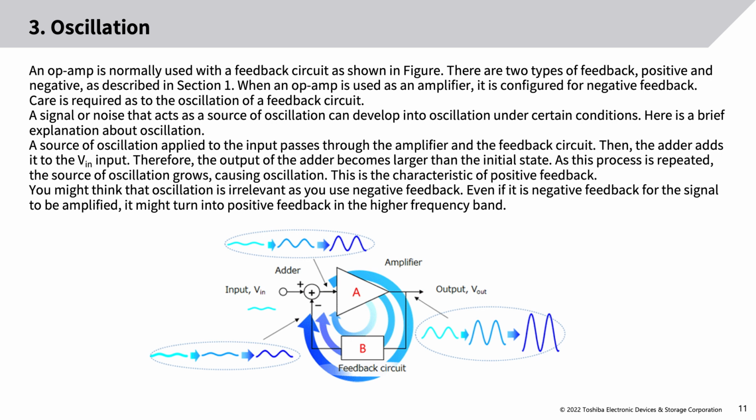A source of oscillation applied to the input passes through the amplifier in the feedback circuit. Then, the adder adds it to the Vin input. Therefore, the output of the adder becomes larger than the initial state. As this process is repeated, the source of oscillation grows, causing oscillation. This is the characteristic of positive feedback. You might think that oscillation is irrelevant as you use negative feedback. Even if it is negative feedback for the signal to be amplified, it might turn into positive feedback in the higher frequency band.